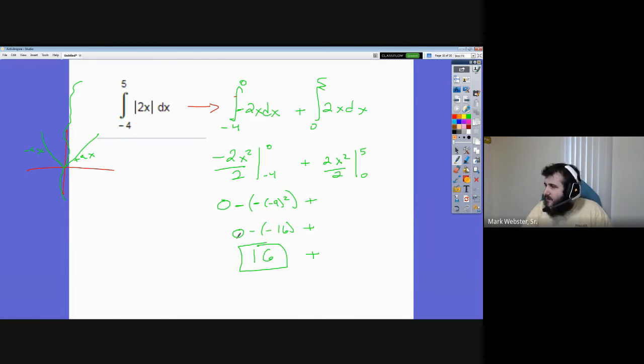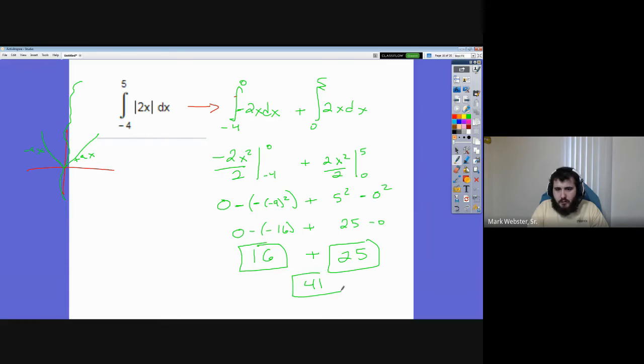Now let's do the other part. Remember, you don't have to do the whole thing at once. In fact, I recommend you don't, because that's a pain to do. Again, these 2's cancel out, so we're just left with x squared. Well, what's 5 squared, minus 0 squared? 5 squared is 25, minus 0. So we got 16, we got 25. Together, that makes 41.